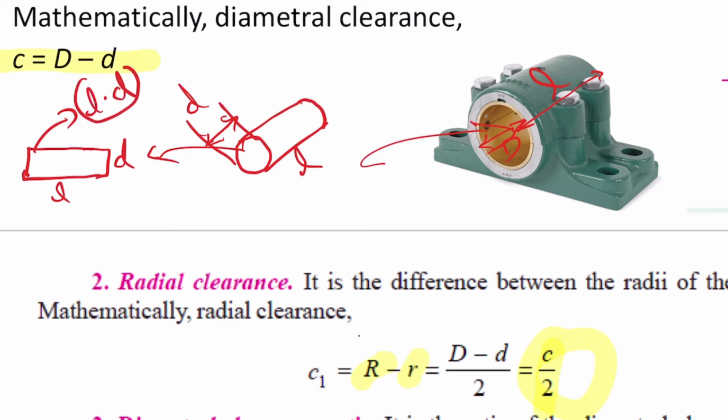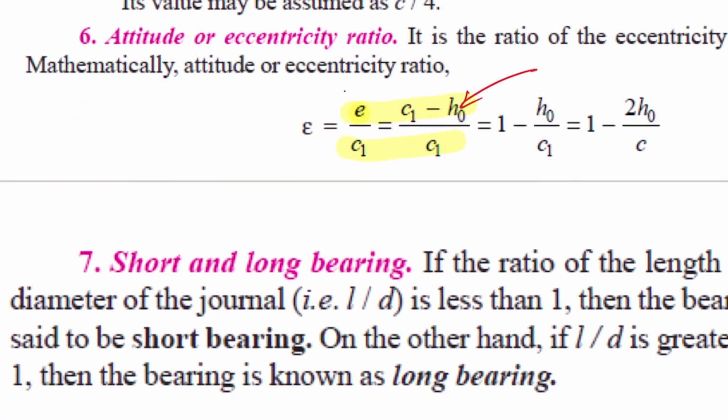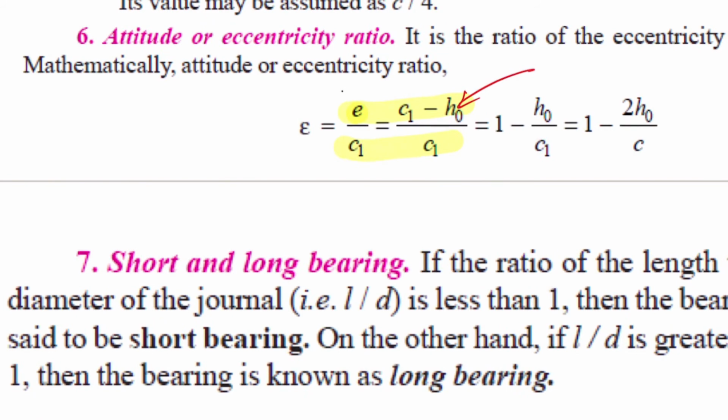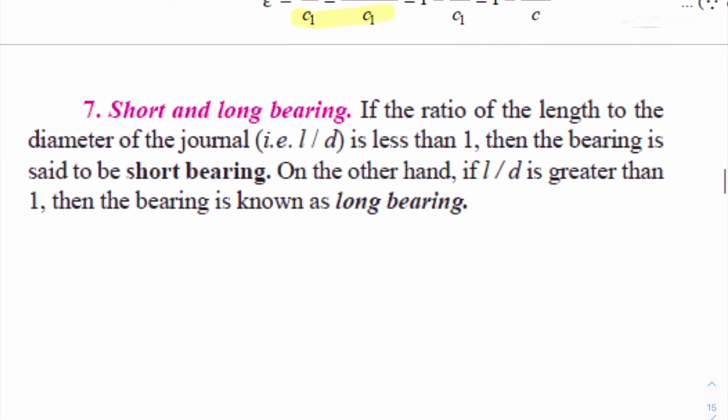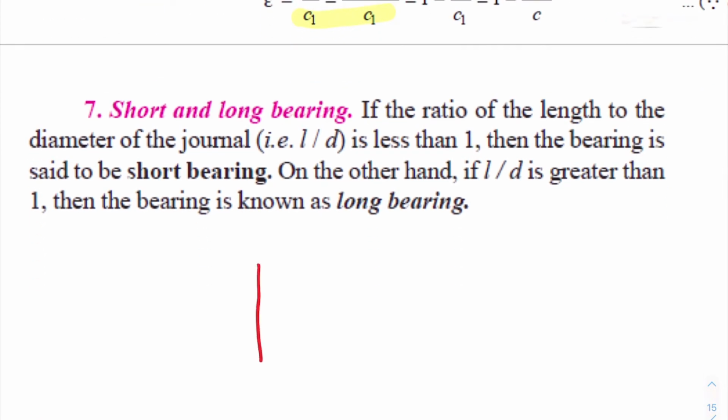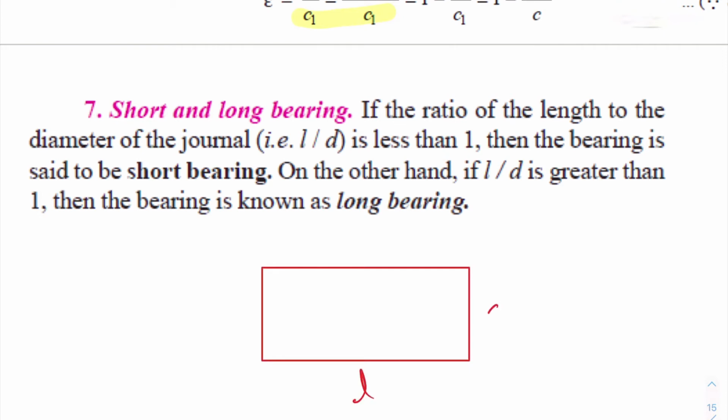So this is a very important parameter in journal design. Now come back to these definitions. What is a short and long bearing? So let me take the cross-sectional area or the projected area of that bearing, as I said, and we know that this will be the length and this will be the diameter of that journal.